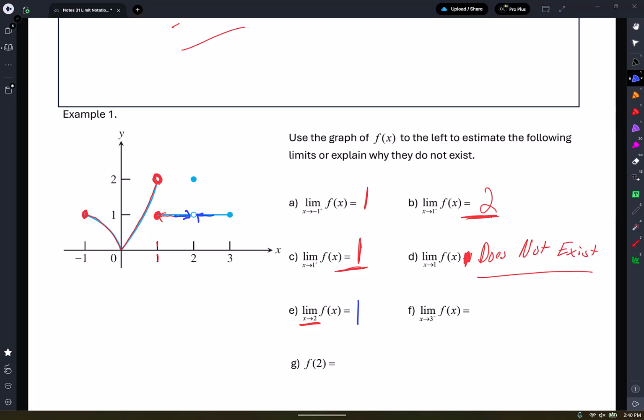Limit as x approaches 3 from the left. Well, I'm looking at this. There's only one way that I can go, from the left. If I approach 3 from the left, what's that y value? 1. There it is.